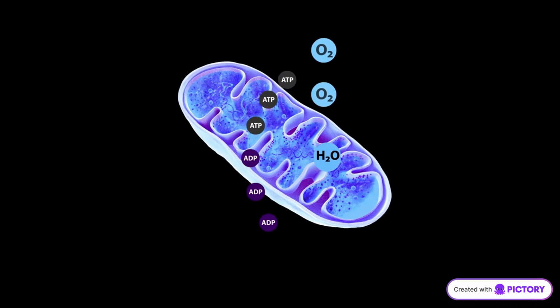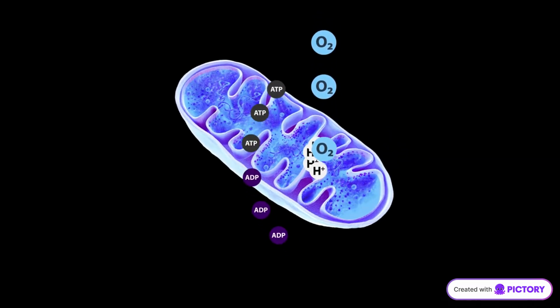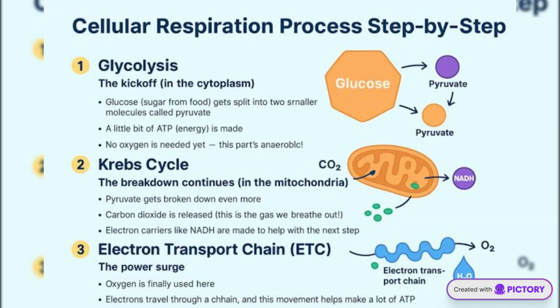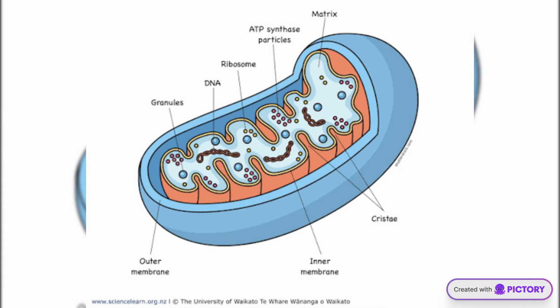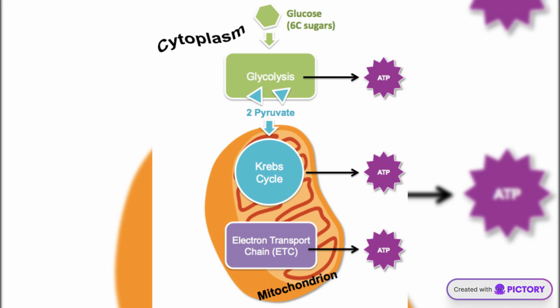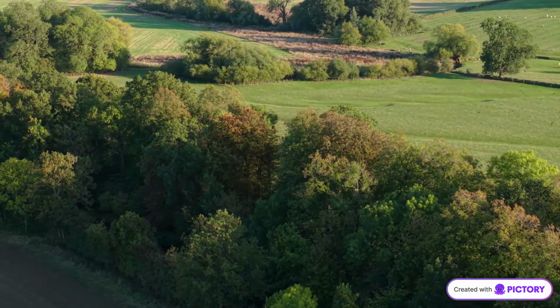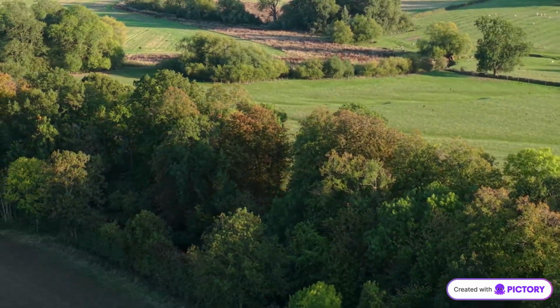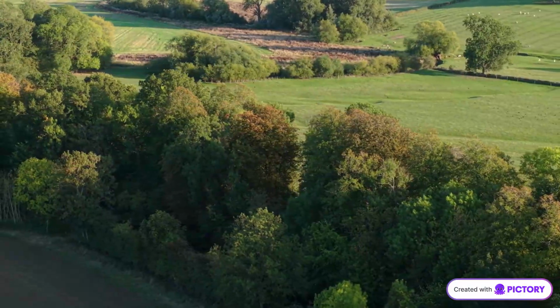Today, we'll explore cellular respiration. This is the process that releases energy for living cells all around us. Cellular respiration is crucial. It enables cells to break down glucose, releasing energy in the form of ATP. This energy supports growth, repair, movement, and all life processes.